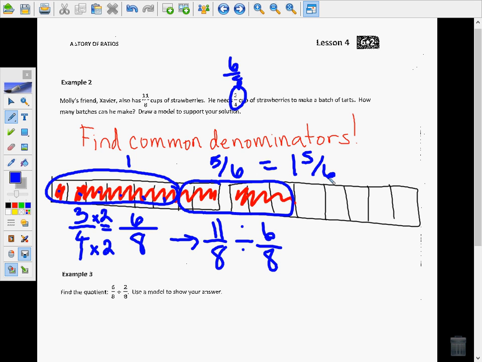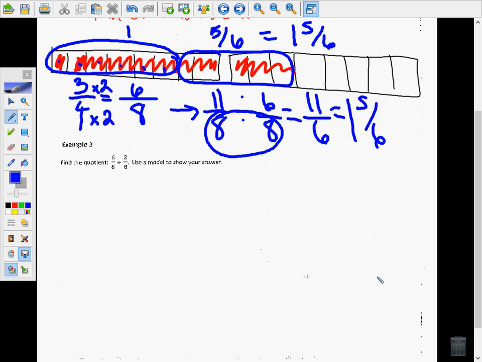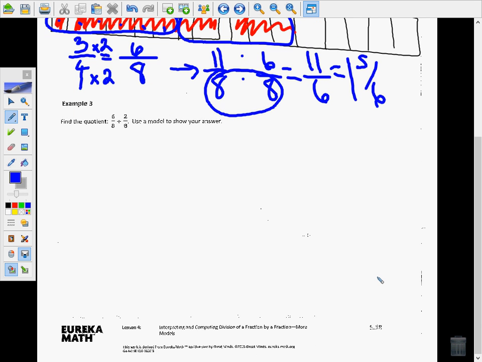We could use the other method. We have common denominators now, so we simply divide the numerators and write them as fractions. 11 over 6, which is equal to 1 and 5/6. And you can see my model supports my solution. I'm actually going to skip example 3 because they already have common denominators. I think you could do that on your own.